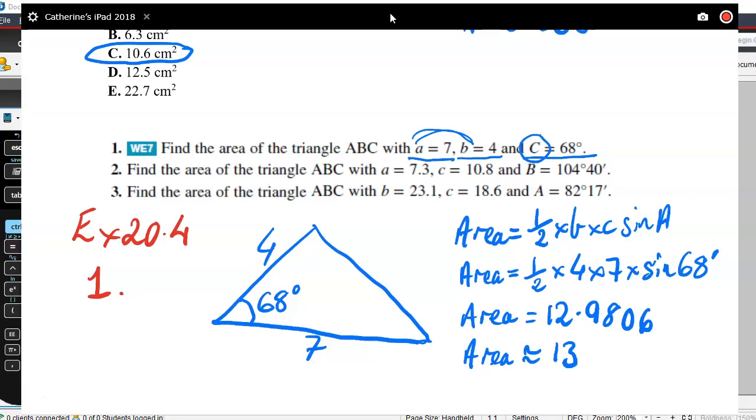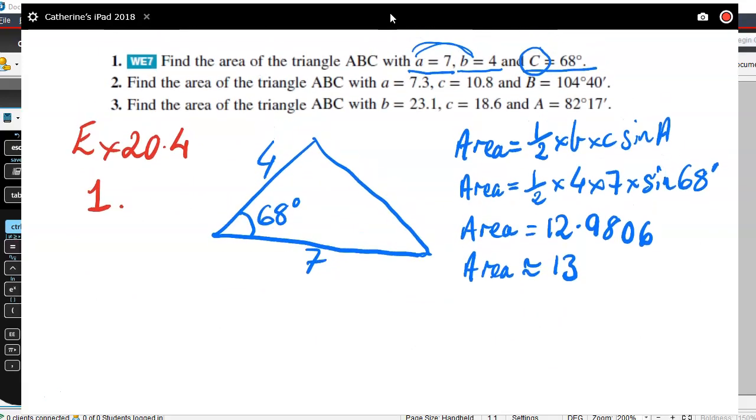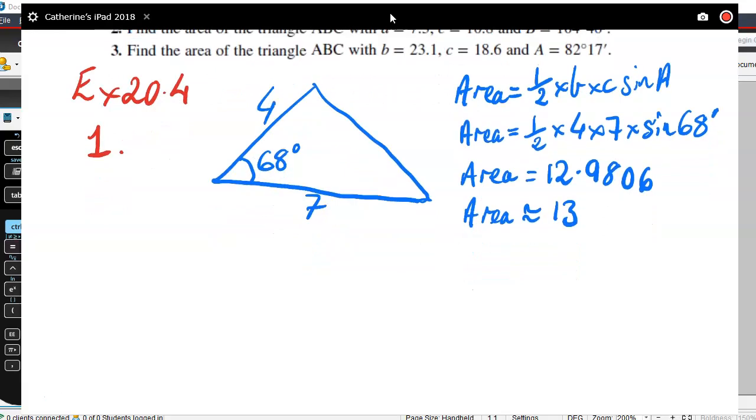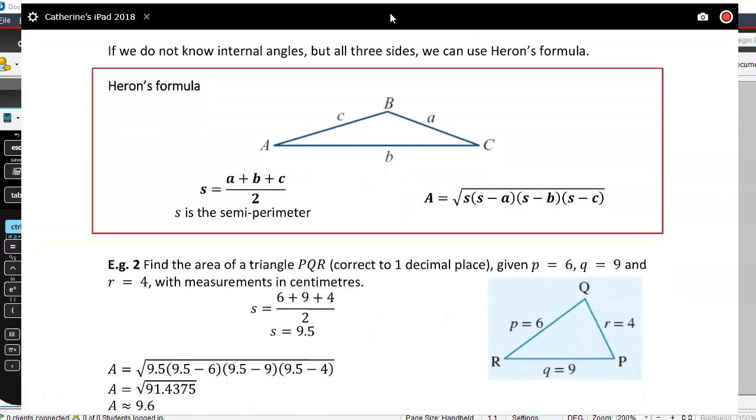Okay, I might leave this one. Now, that formula is pretty straightforward to use and pretty quick. I'm sure you'll agree. Now, we can only use it though if we know some internal angles. But if we don't know internal angles, but we do know all three sides, we can use Heron's formula.